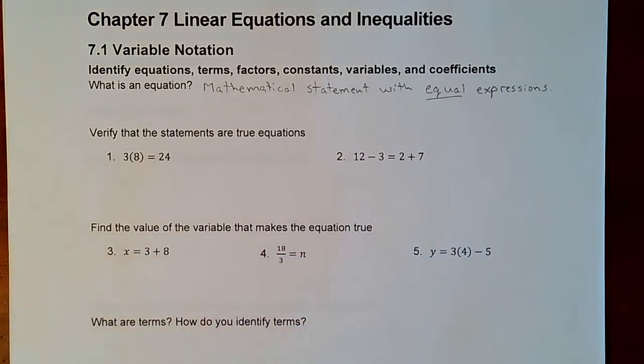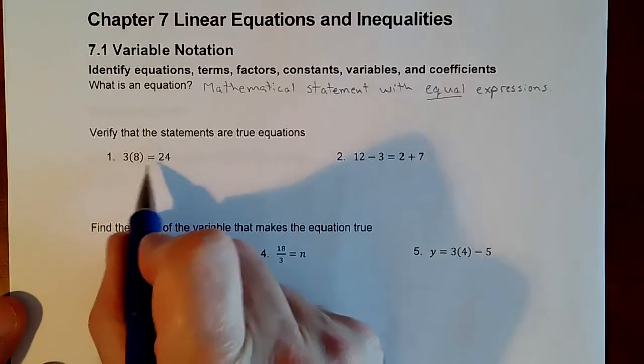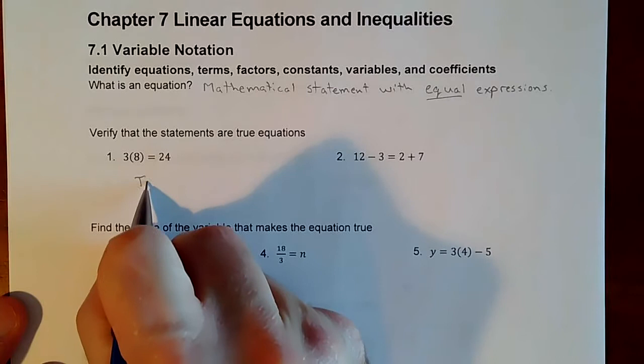If there's a variable associated with it, then you're trying to fill the gap for that variable to make it a true statement. That's a little bit on a different video, but basically, if it says this is equal to this, then it's supposed to be a true statement. So 3 times 8 is equal to 24. So that is true.